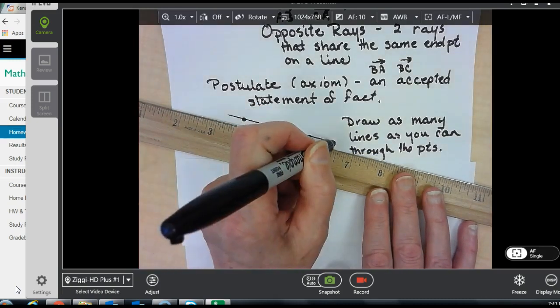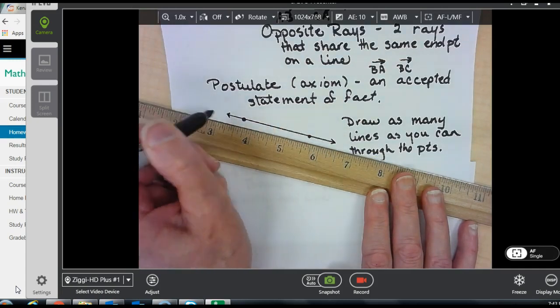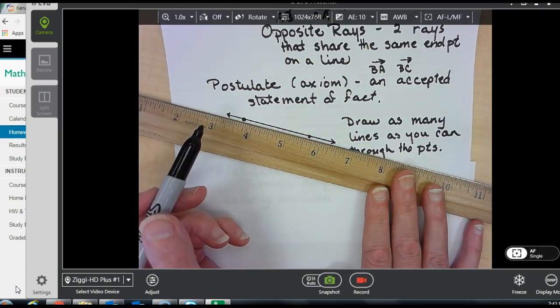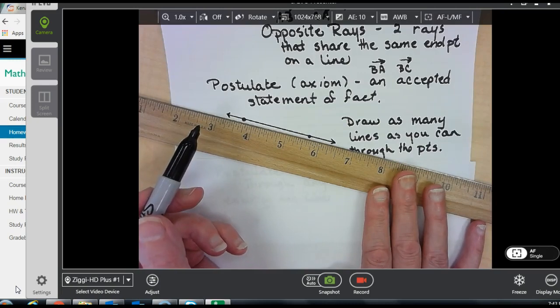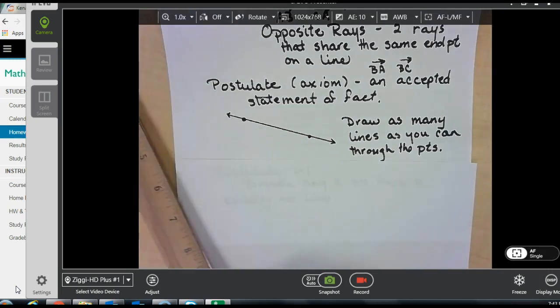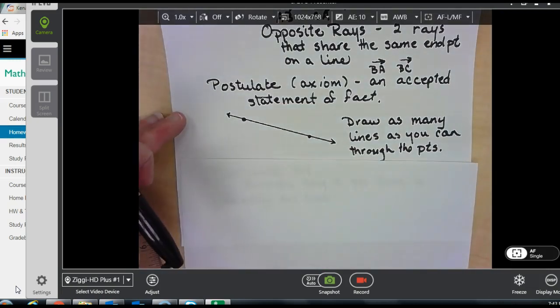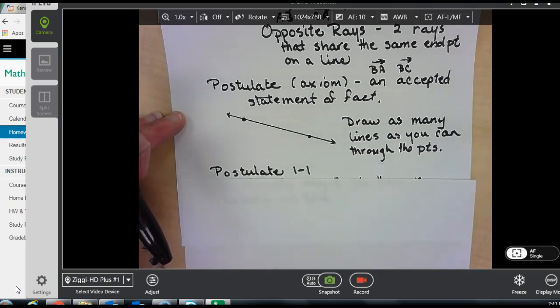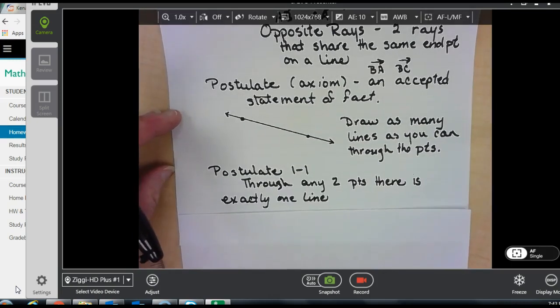Remember, a point has no thickness, so could I have drawn 2 lines through those 2 points? No. There's only one. And because you can only draw one, and you know that has to be true because you just tried it, that's what a postulate is.